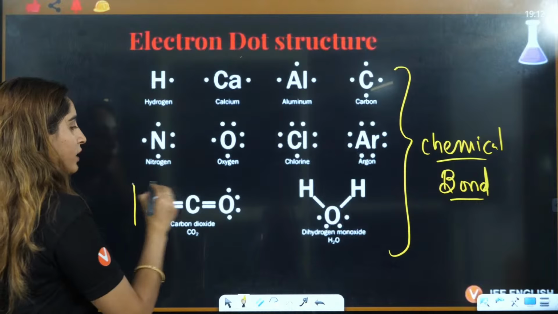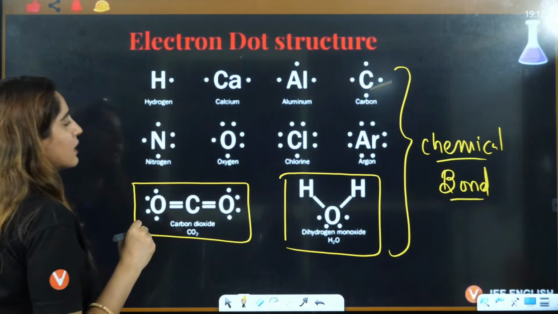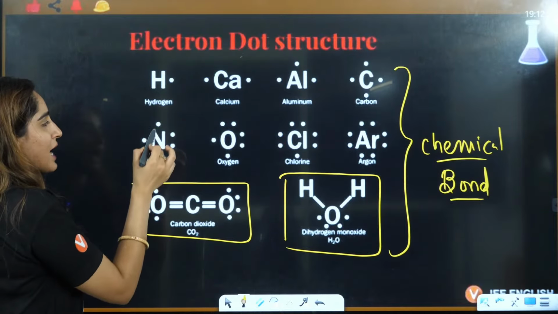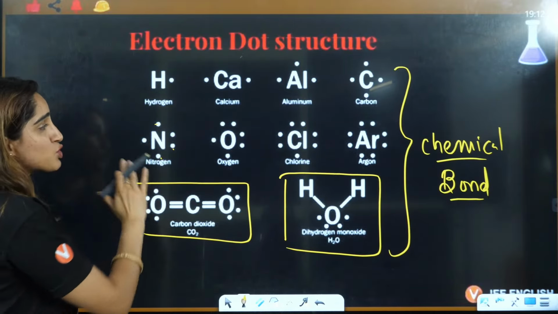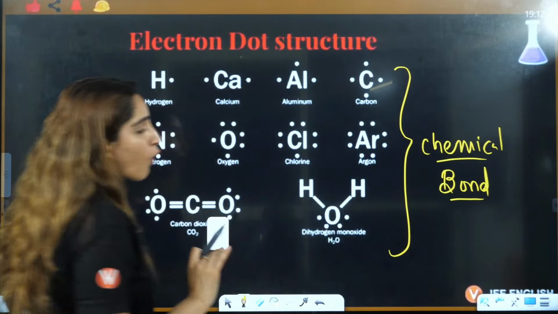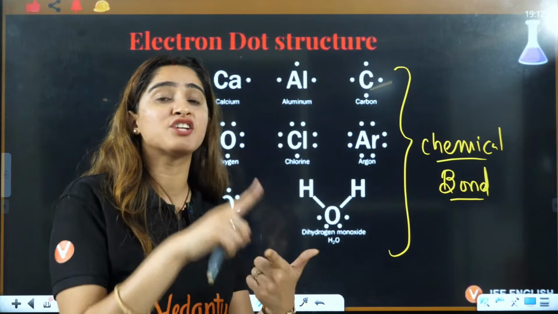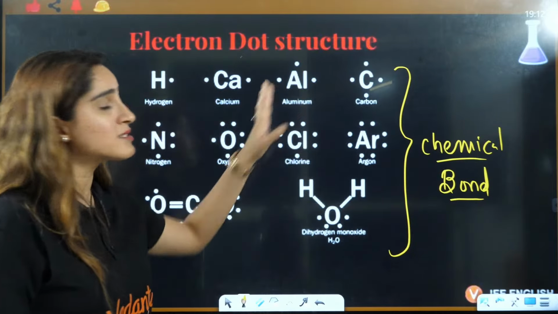Like, how does carbon dioxide look? How does water look? How does nitrogen have 1, 2, 3, 4, 5 outermost electrons? All these things are very important for you in understanding organic chemistry mechanisms. If you actually want to crack JEE Mains in advance, then these things are very important.